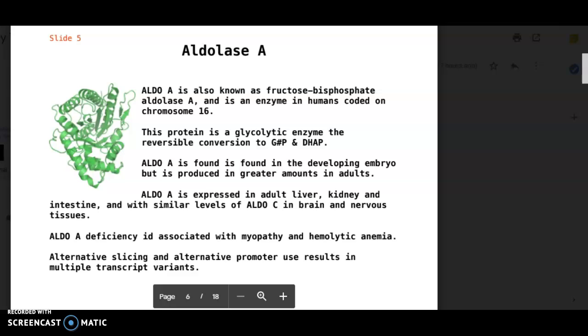Aldolase A expression is repressed in the human liver, kidney, and intestine, and is similar to aldolase C levels in brain and other nervous tissue. Aldolase A deficiency has been associated with myopathy and hemolytic anemia. Alternative splicing and alternative promoter usage result in multiple transcript variants. Related pseudogenes have been identified on chromosomes 3 and 10.